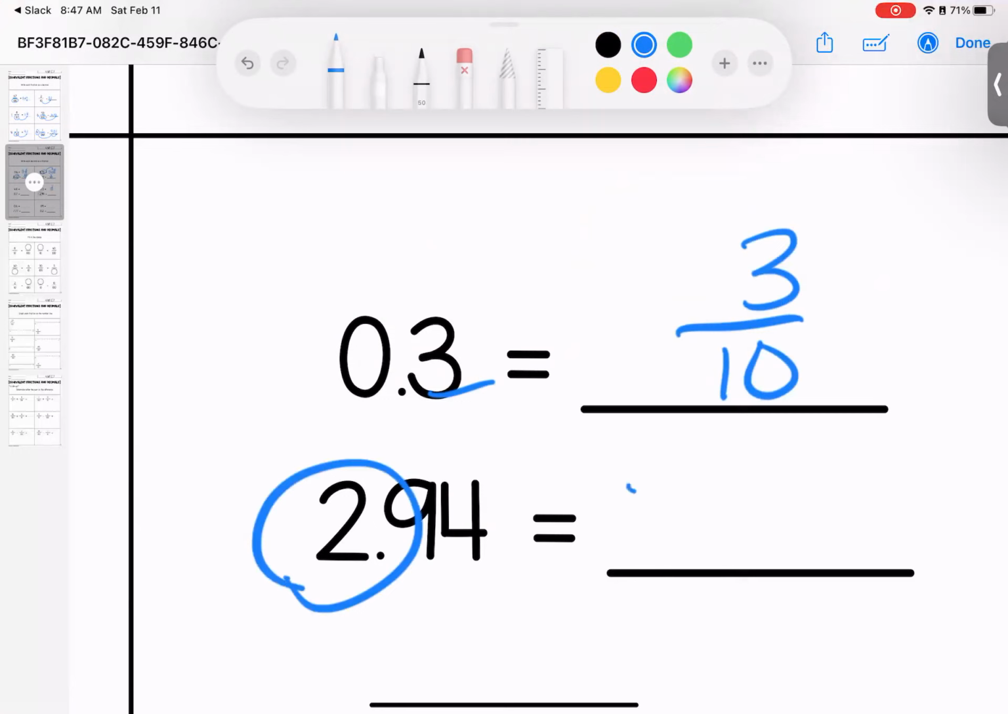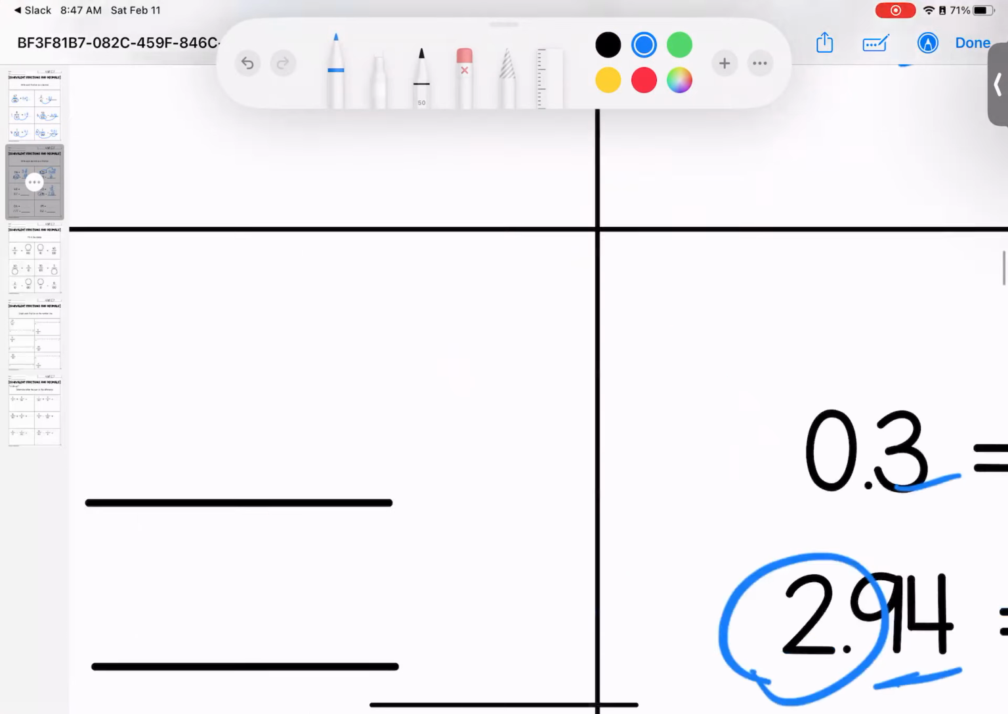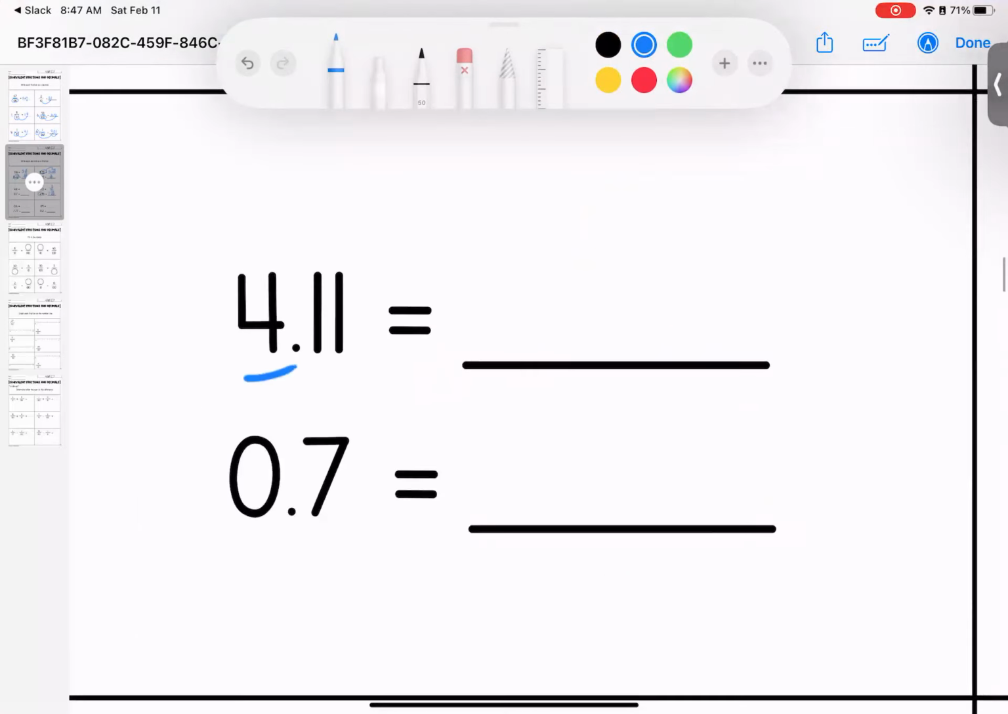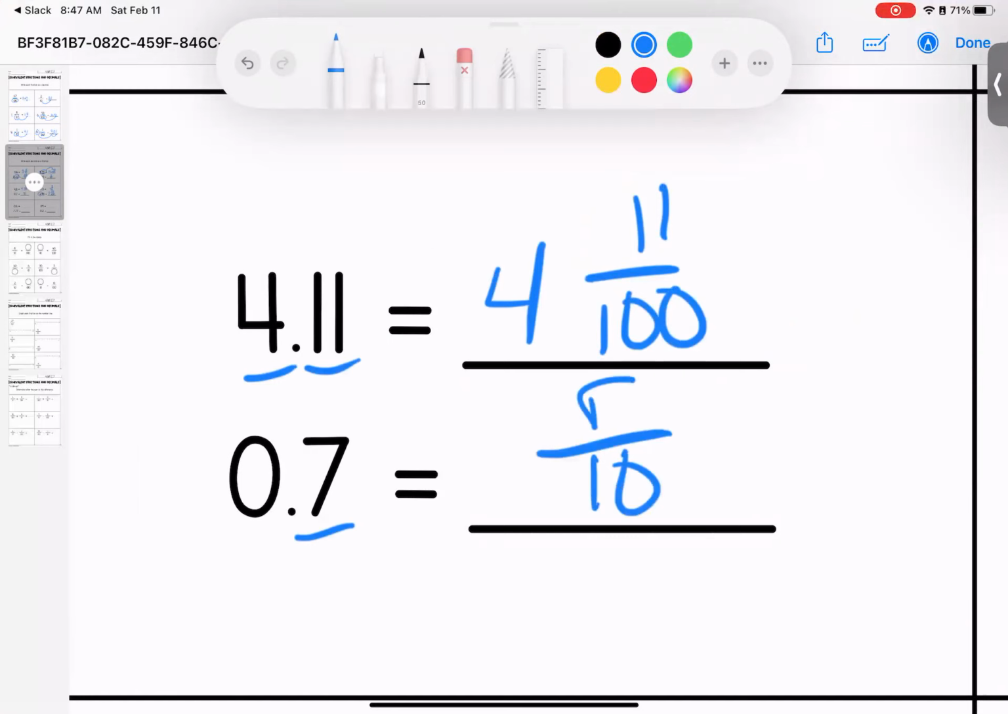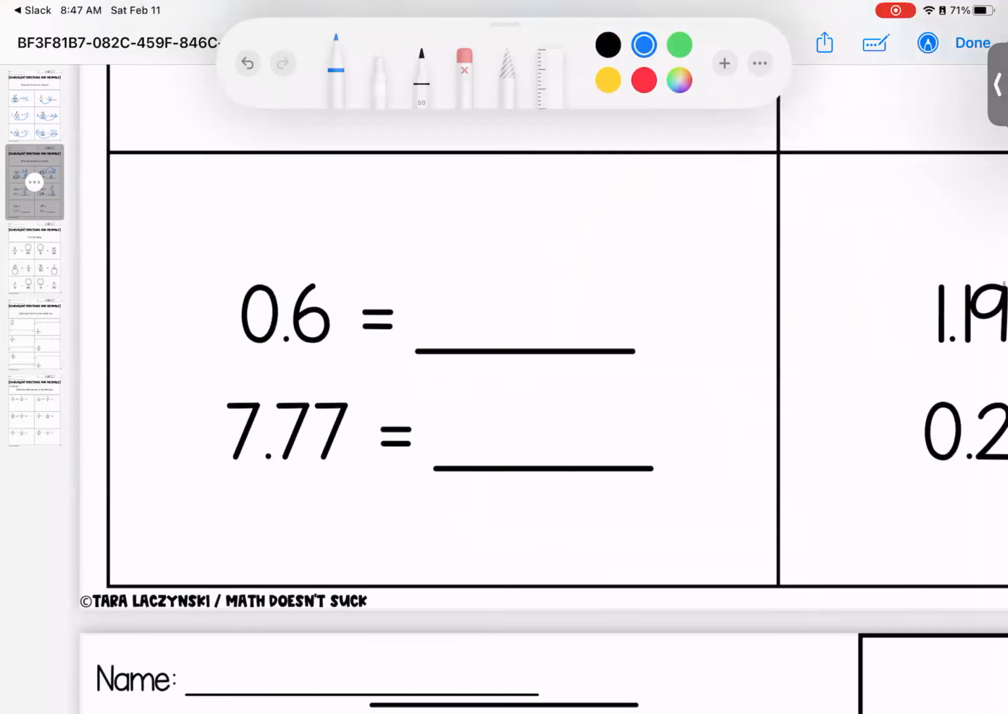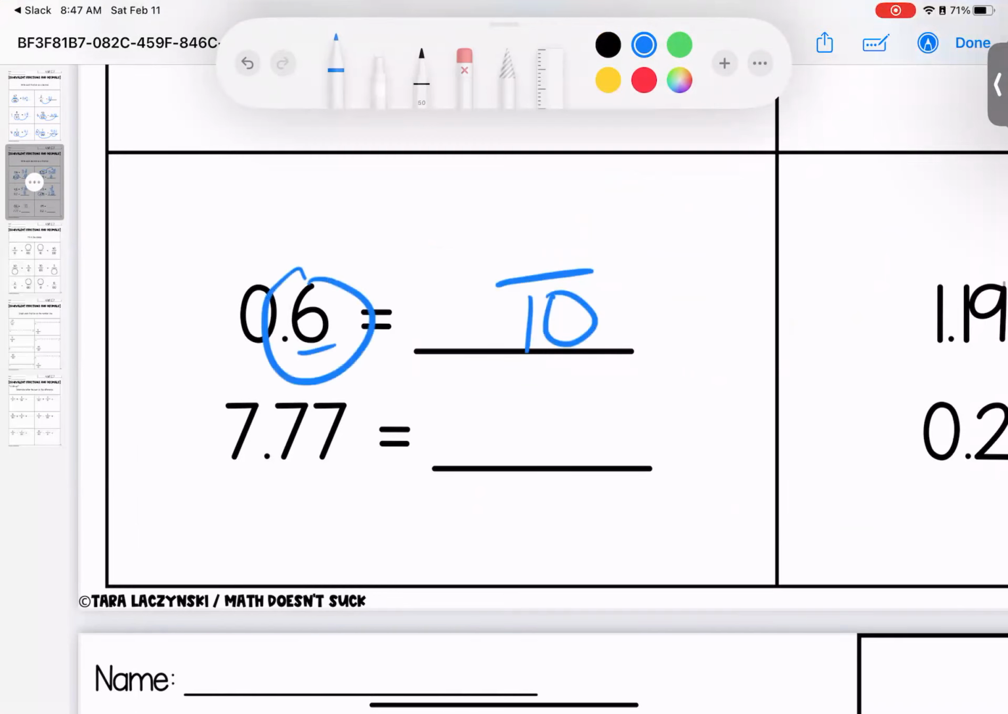3. VIP. 2 spaces is 100. How many do I have? 94. Over here, VIP. 2 spaces is 100. How many do I have? 11. 1 space is a tenth. How many do I have? 7. Coming down here, 1 space is a tenth. How many do I have?